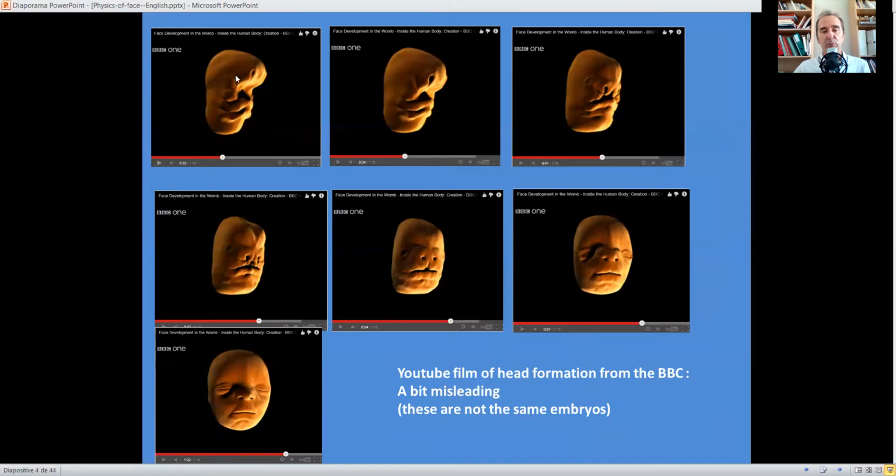This is a movie that was shown a few years ago by the BBC. It's generated by assembling pictures of embryos at different stages. And the result is the visual impression of a time-lapse movie of development. But it's a bit misleading because each image is a different embryo. And so the movements that they reconstructed are not the actual movements in vivo.